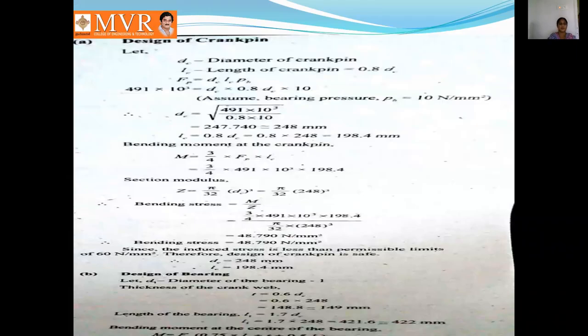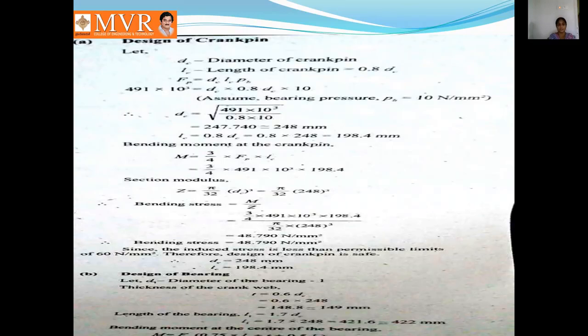Next, first we should find out the design of the crank pin. For the design of the crank pin, we will find out the force on the crank pin, FC is equal to DC into LC into PB. Directly you will find the diameter of the crank pin, and like that you will find the length. Next, you will find the bending moment at the crank pin, M is equal to 3 by 4 into FP into LC. After that you will find the section modulus Z is equal to pi by 32 into DC cubed, and the bending stress is M by Z.